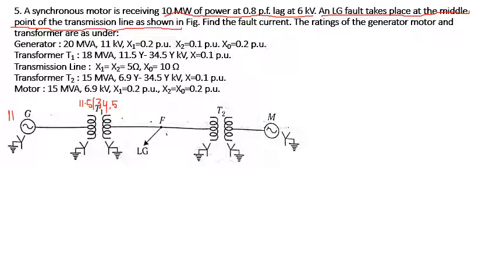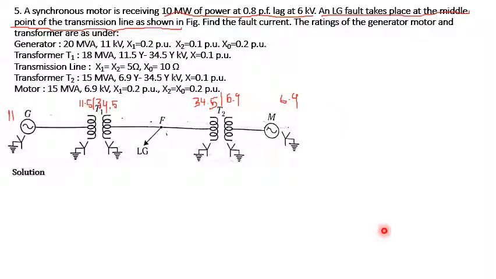Similarly for transformer T2, it is 6.9/34.5. Here one side is 34.5, so this side should be 34.5 kV, and the voltage on the other side is 6.9 kV. Similarly for the motor it is 6.9 kV. These are actual values given in the data, not the base values.